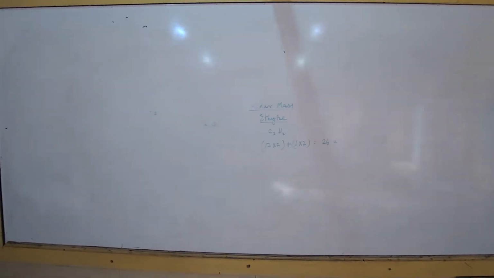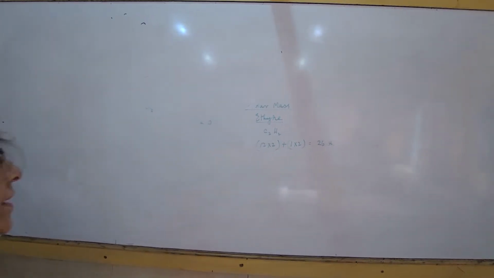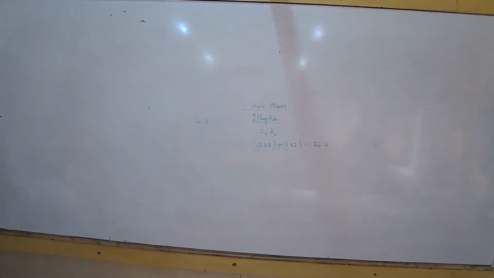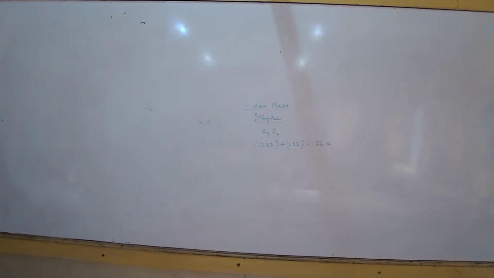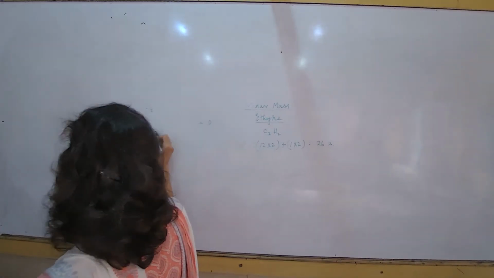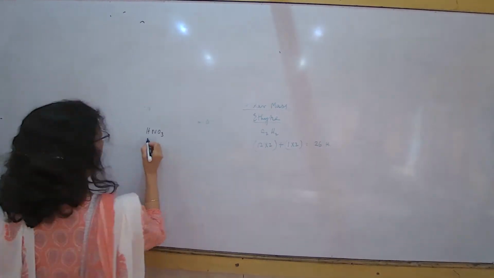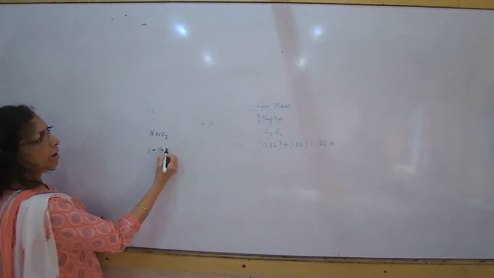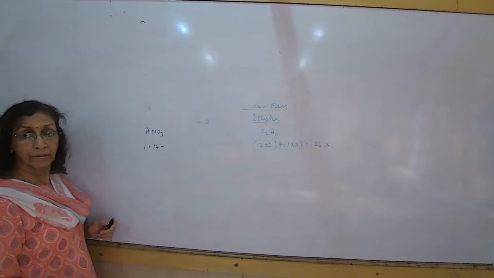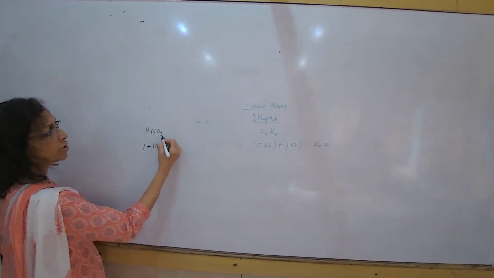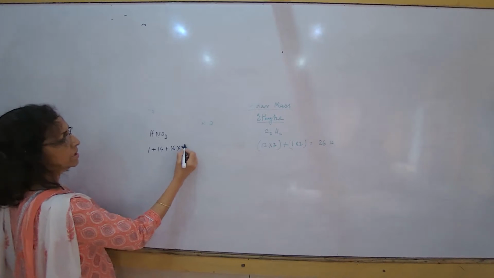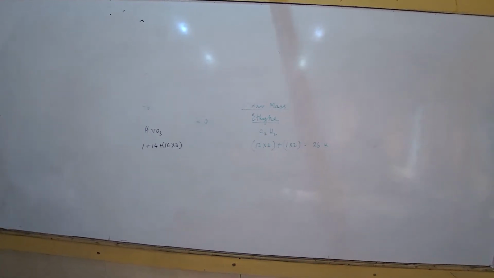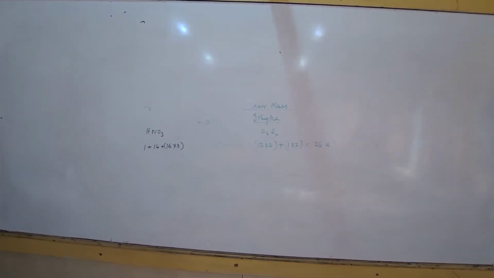You have to complete it, right? For nitric acid. 62. Hydrogen is 1. Nitrogen is how much? 14. Oxygen is how much? 16. 16 into how much? 3. So how much is this now? Come on, do it. 48. 14 plus 48, 62.